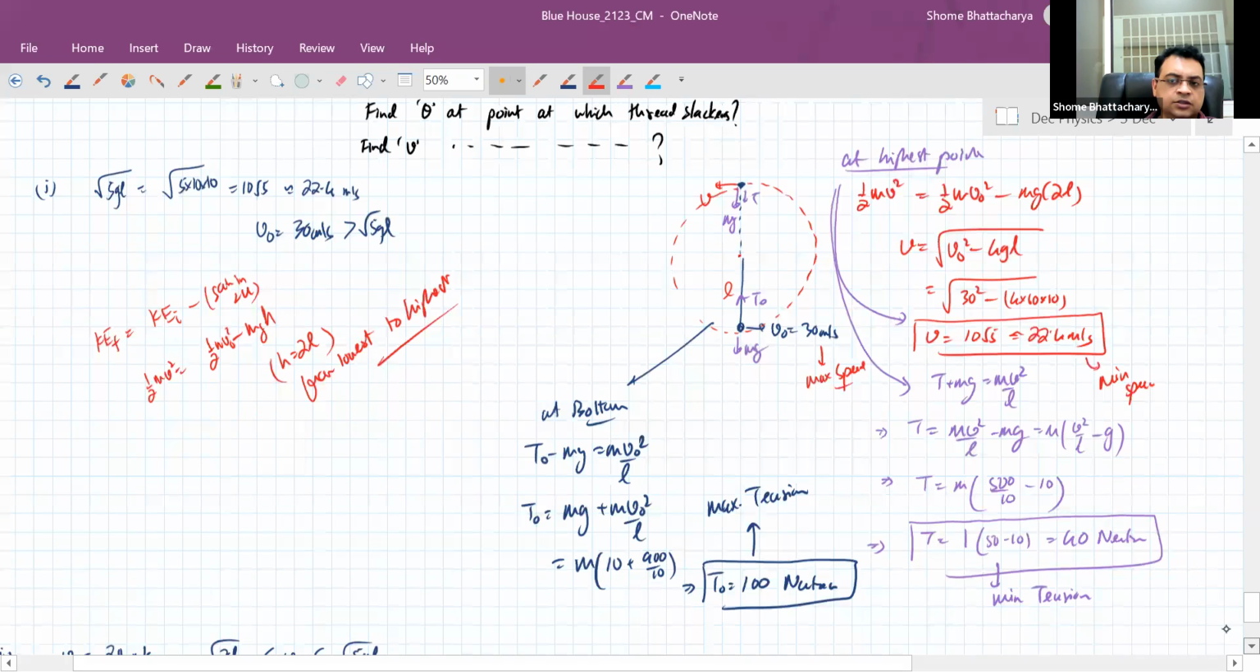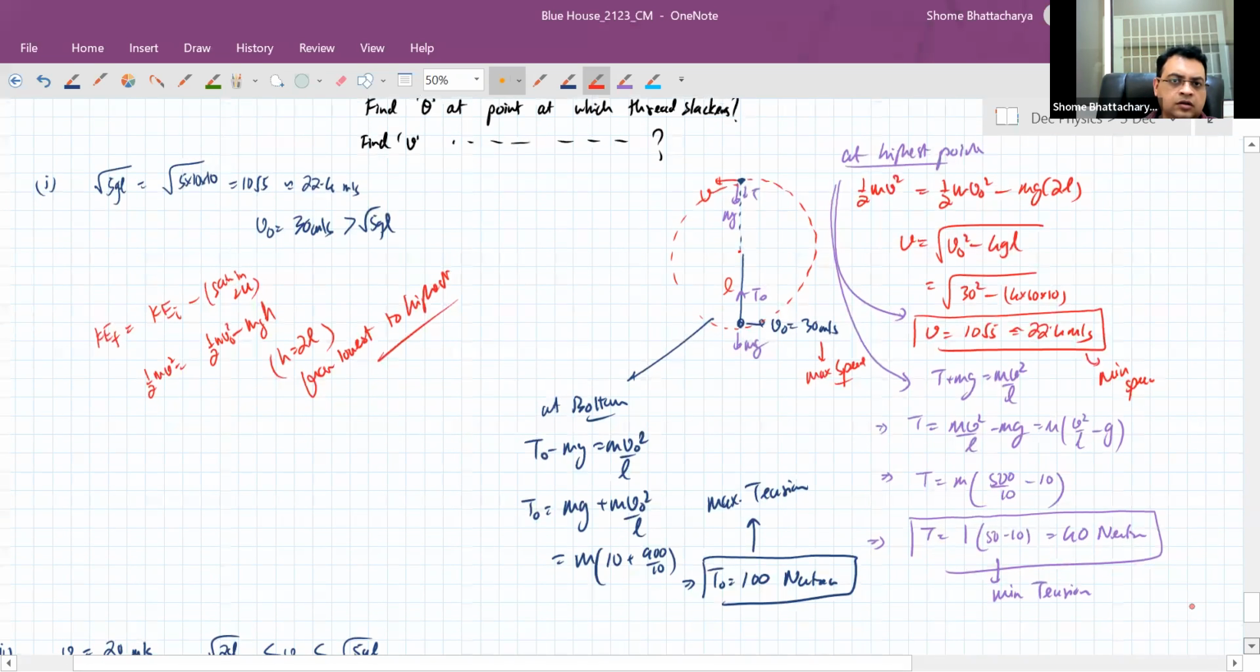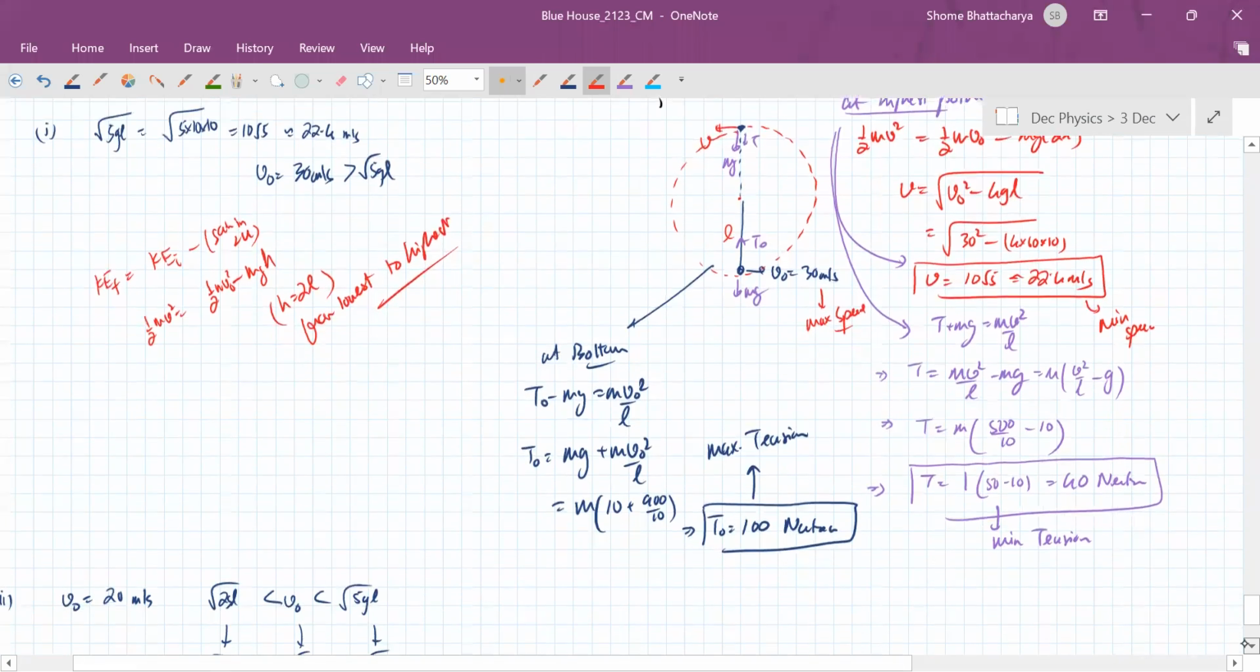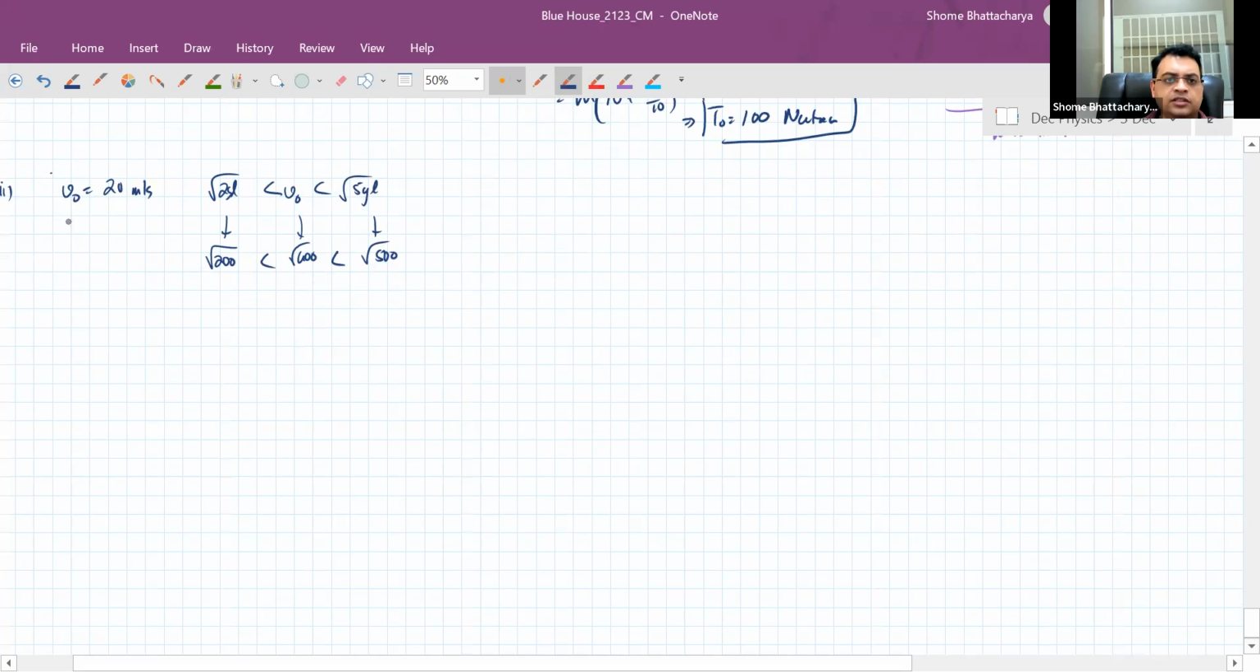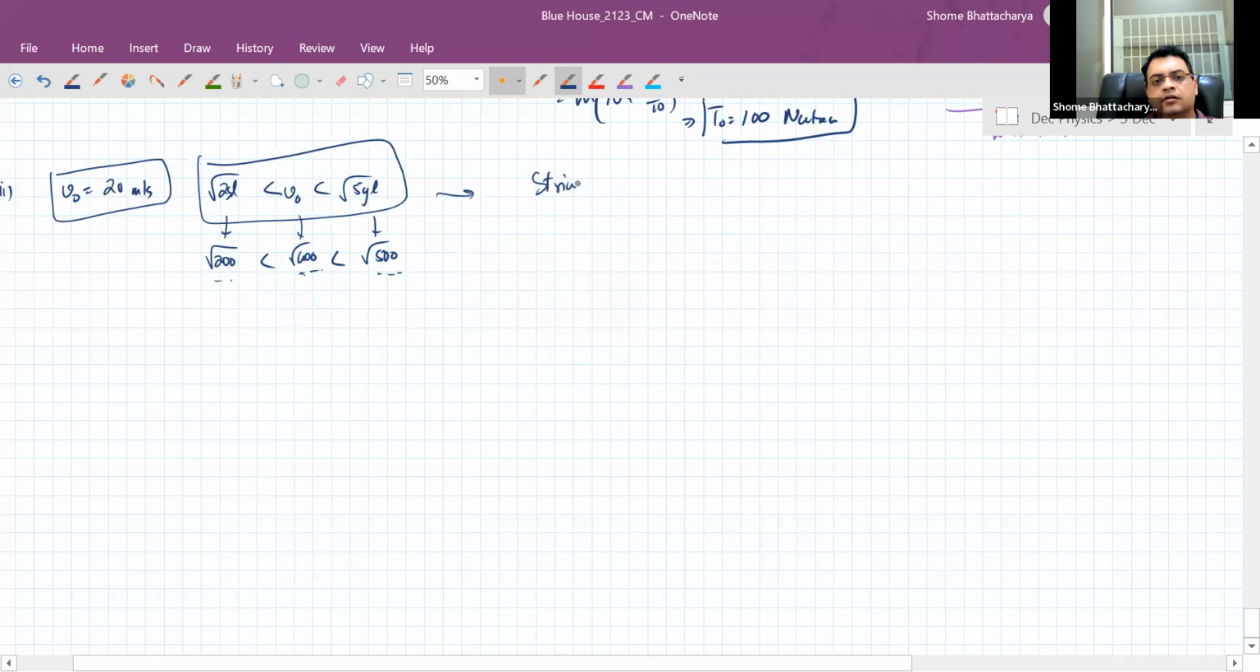Okay, so this is understood. Now let's come back to the second part. Here we understood that if V naught is 20 meters per second, V naught square is 400, which is less than 5GL but greater than 2GL. So it's falling in this category. What will happen? The string will slacken somewhere.